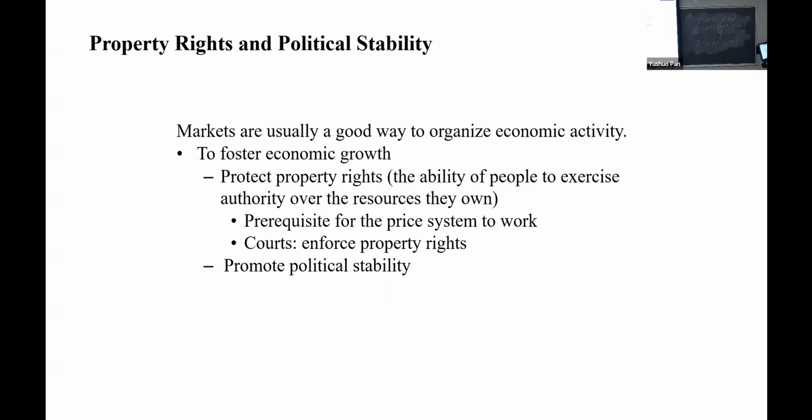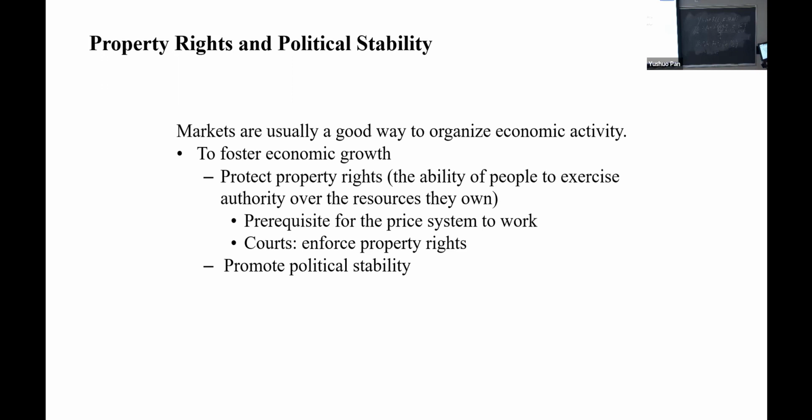Back to our chapter 4, because we have the demand curve and supply curve, in an economy, the market would be the perfect way to allocate our resources. But there are still some market failures there, right? But here it's kind of the same. To foster economic growth, the government should protect the property rights, the ability of people to exercise authority over the resources they own.